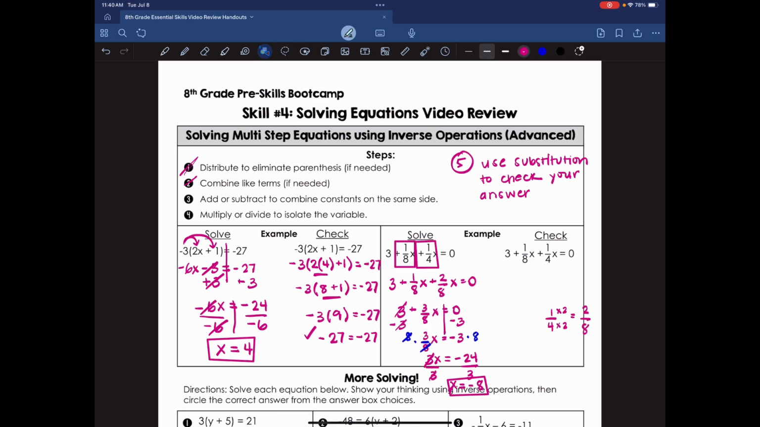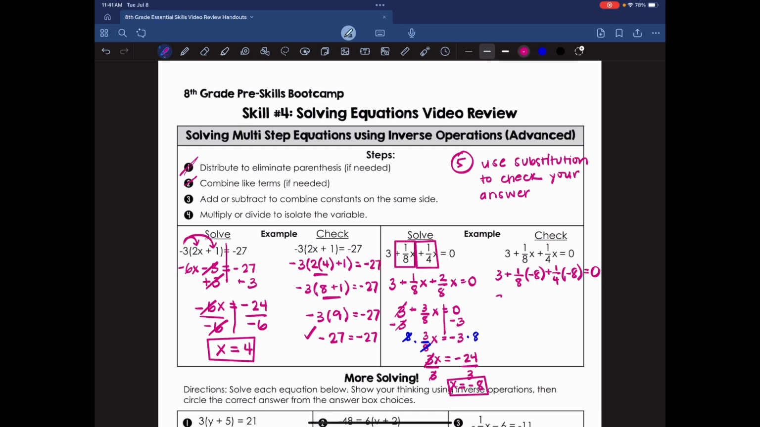So we're going to test that over here in our check section. And get rid of our scratch work. And let's plug it in. I've got 3 plus 1/8 times -8 plus 1/4 times -8. And we're checking to see if that equals 0.